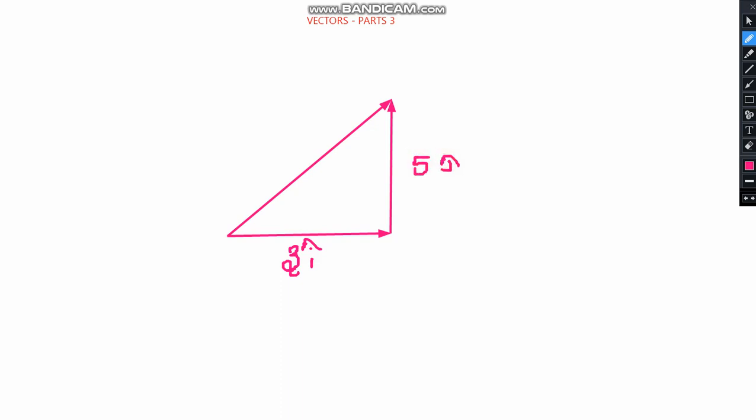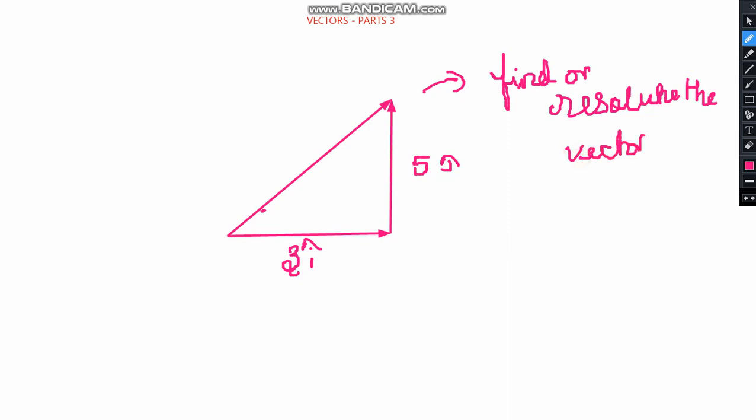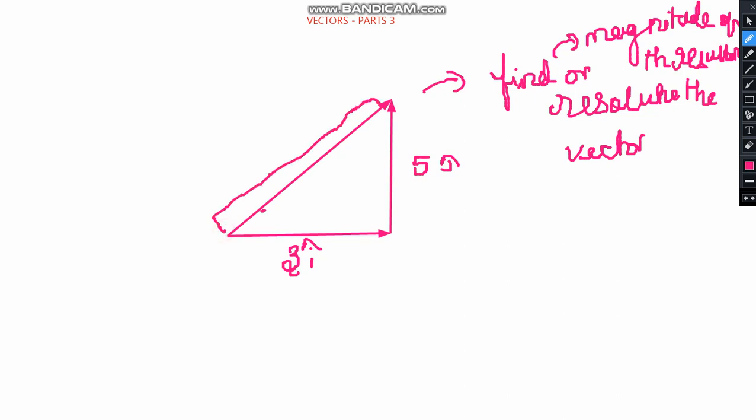They may have given a question like this, and they have asked us to resolve the vector. They may ask us to find the magnitude of the resultant. Magnitude in the real sense is the number, not actually 5 i cap or 3 i cap or 5 j cap. They are not asking for the direction. That's all they ask, and that's what is resolution.